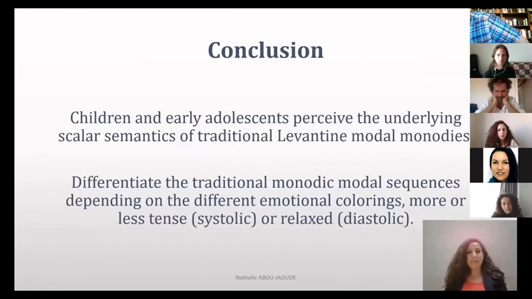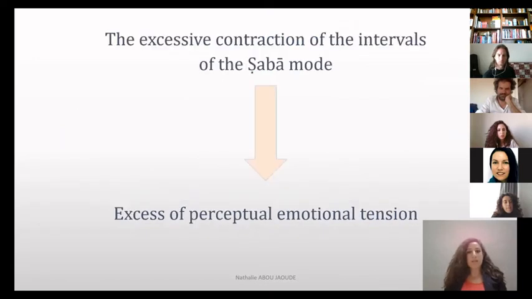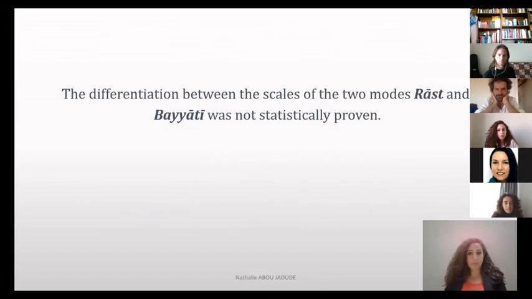In conclusion, the findings show that children and early adolescents perceive the underlying scalar semantics of traditional Levantine modal monodies, and they differentiate the traditional monodic modal sequences depending on the different emotional colorings, more or less tense, systolic, or relaxed, diastolic. The excessive contraction of the intervals of the Saba mode leads to an excess of perceptual emotional tension. But the differentiation between the scales of the 2 modes, Rust and Bayati, was not statistically proven.